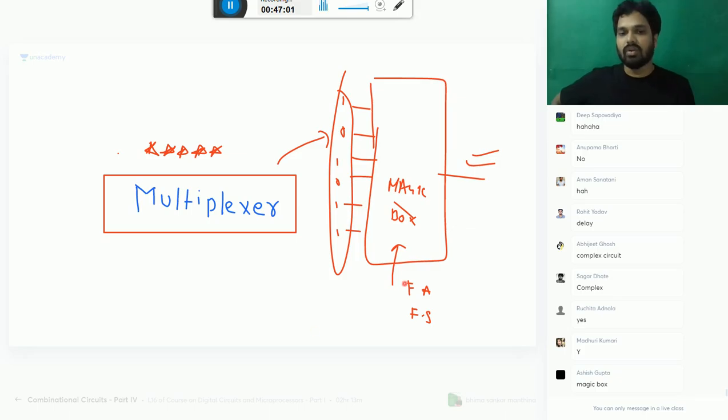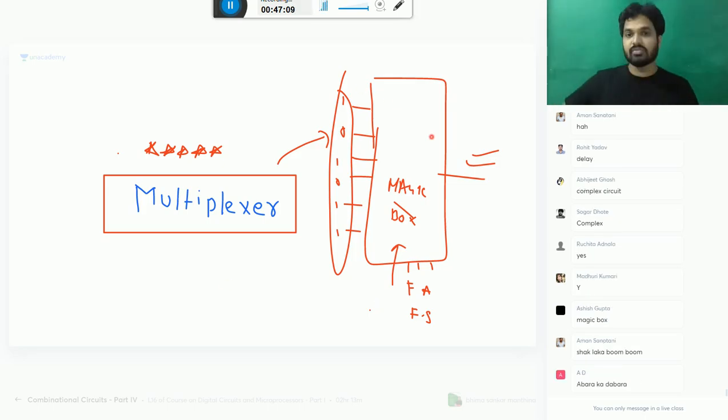You give its ABC inputs. So like that, if you are able to have some circuit, definitely it will be an advantage for you. Yes or no?